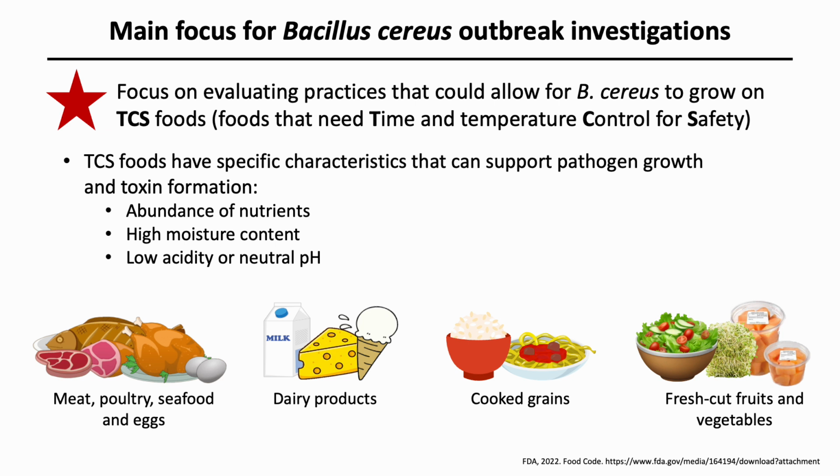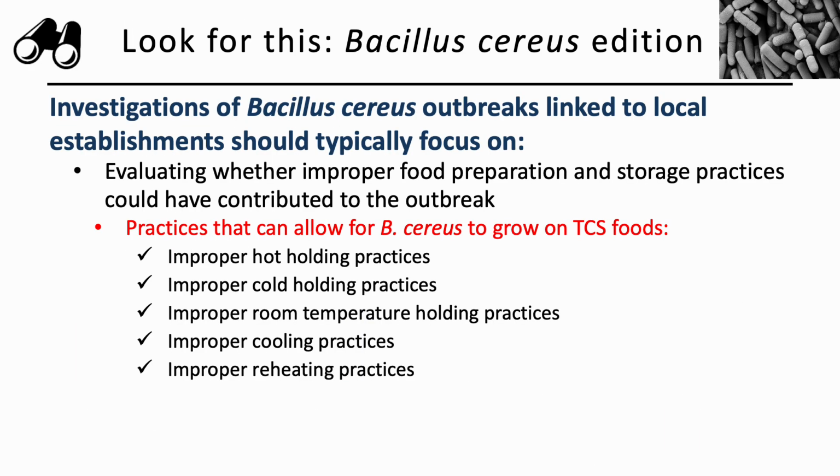Additionally, TCS foods have specific characteristics that can make them higher risk for growth of pathogens such as B. cereus. Some of these are an abundance of nutrients, high moisture content, and low acidity or neutral pH. Some examples of TCS foods include meat, poultry, seafood, eggs, various dairy products, cooked or rehydrated grains, and fresh cut fruits and vegetables. Some key practices that can allow for B. cereus to grow in TCS foods that should be evaluated here include improper hot, cold, and room temperature holding practices, as well as improper cooling and reheating practices.